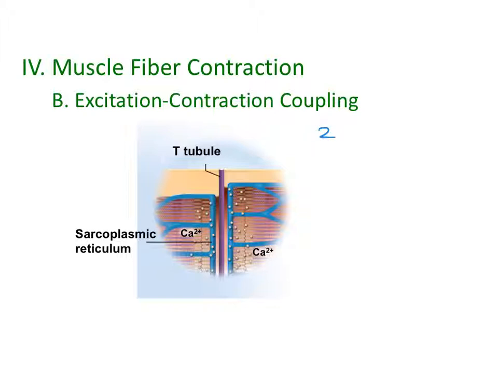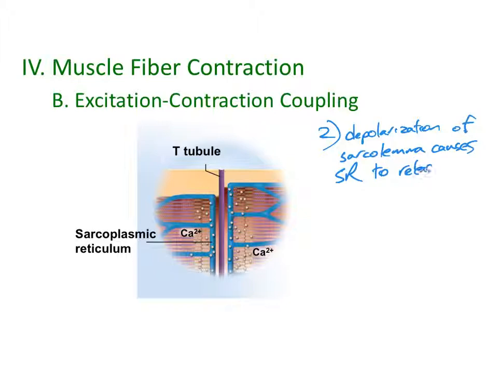Step 2 is the release of calcium from the sarcoplasmic reticulum. So depolarization of the plasma membrane in the T-tubule causes calcium to be released from the sarcoplasmic reticulum. The sarcolemma causes sarcoplasmic reticulum to release calcium.